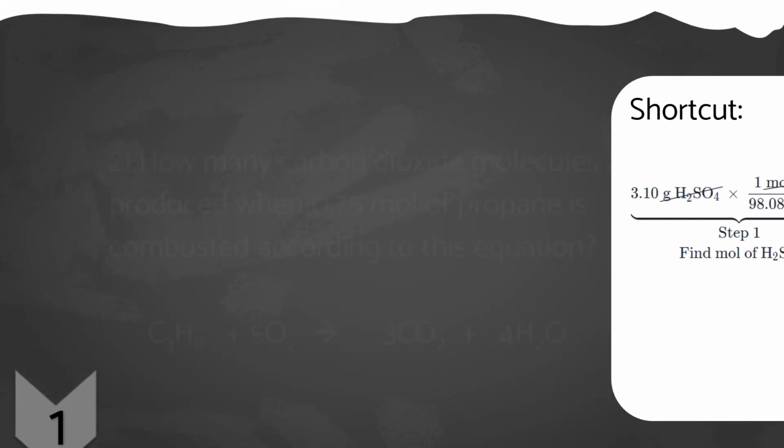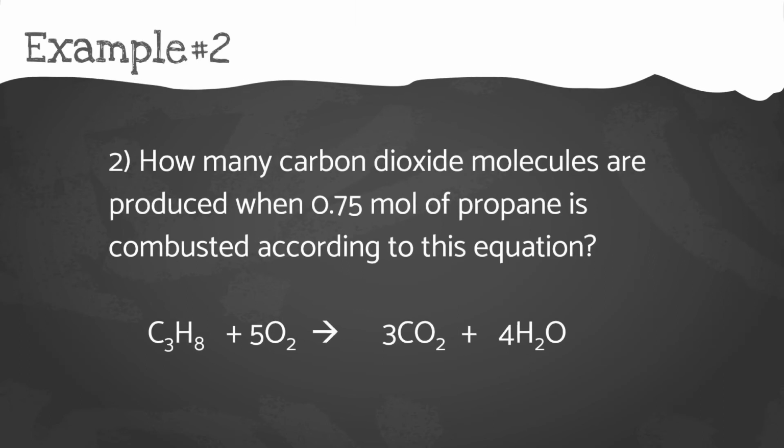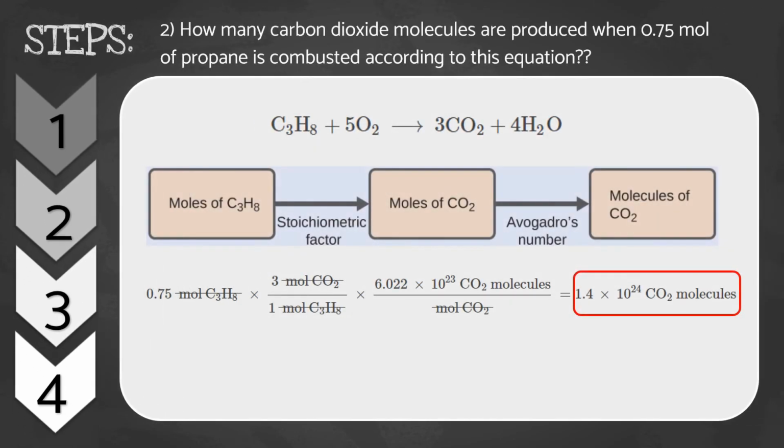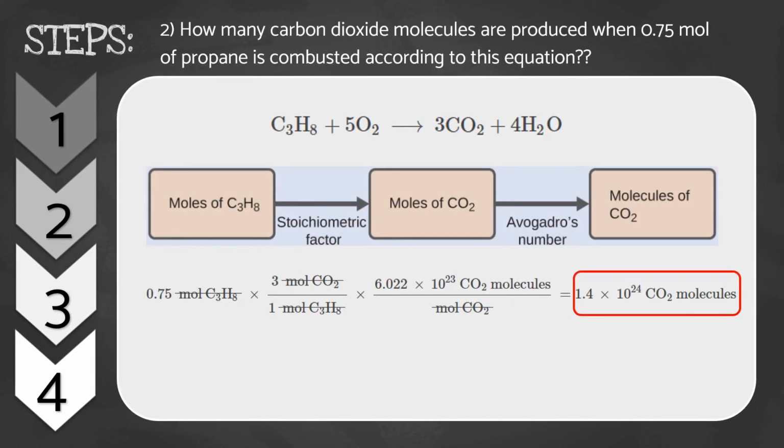Now, let's proceed to example number 2. We are asked how many carbon dioxide molecules are produced when 0.75 mole of propane is combusted according to this equation. As we can see, the given chemical equation is already balanced. Here, we are asked about the absolute number of molecules. To do that, we will be using Avogadro's number that is equal to 6.022 times 10 to the power of 23 molecules per mole.